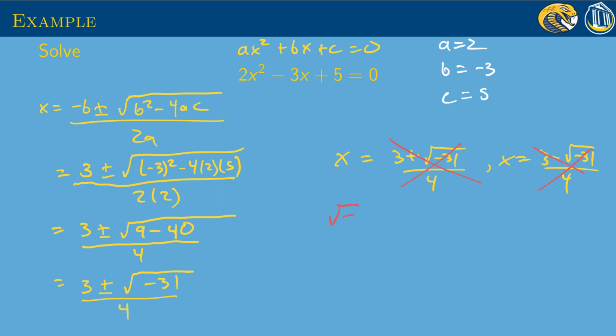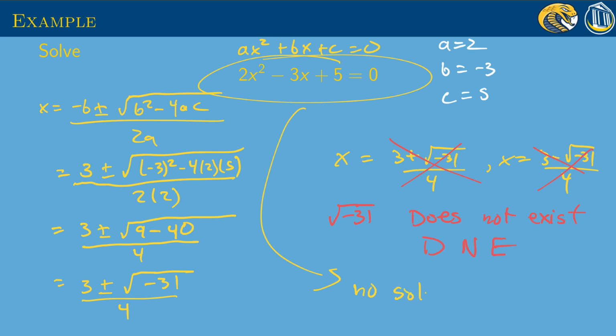because the square root of negative 31 does not exist. We can write that as DNE. That tells us that this equation has no solution. There are no values of x that make this equation true.